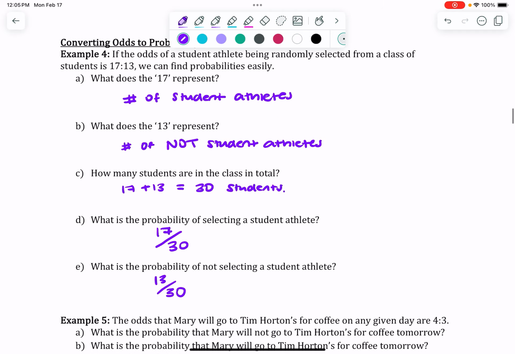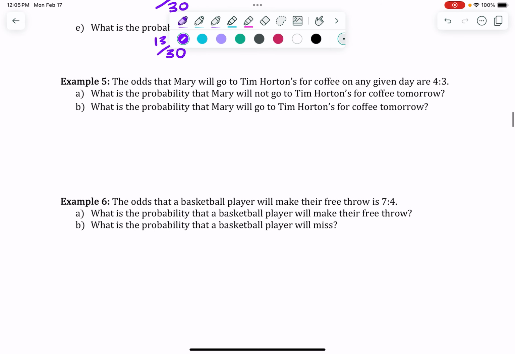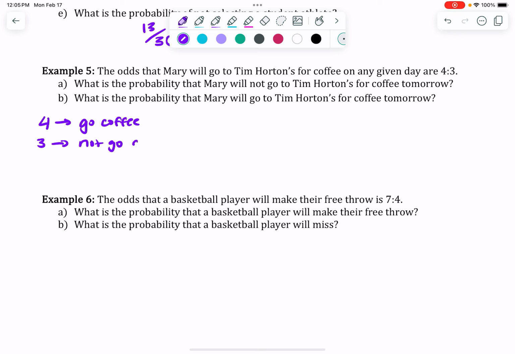Okay, similar questions, different context. Can you try the next two on your own, please? Thank you. Okay, the odds that Mary will go to Tim Hortons for a coffee on any given day are 4 to 3. So 4 means go for coffee, 3 means not go for coffee. Total is 7. Okay, just immediately interpreting those values.